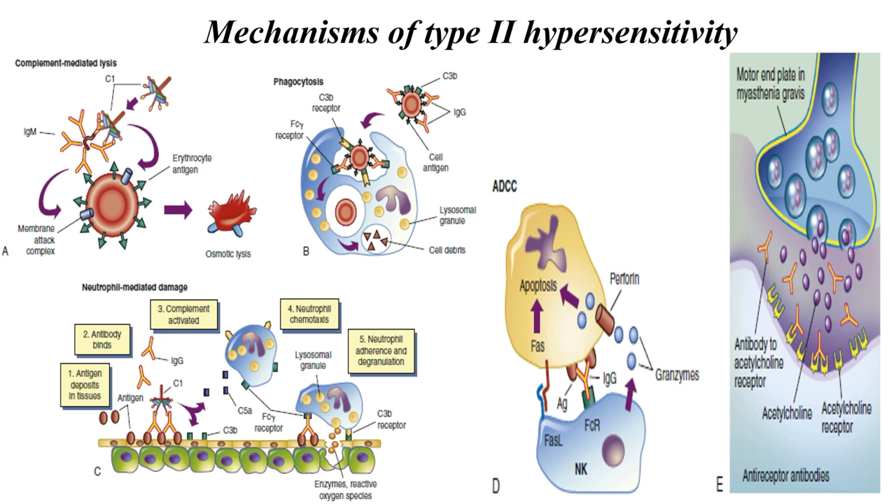Complement-mediated lysis, phagocytosis by macrophages in the tissue, neutrophil-mediated immune disorders, and antibody-dependent cell-mediated cytotoxicity. Apoptosis of the target cell is induced by granzymes and perforin produced by natural killer cells, and by the interaction of Fas ligand on the surface of natural killer cells with Fas on the surface of target cells.